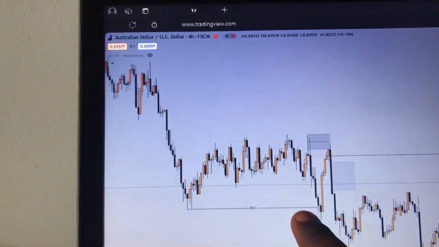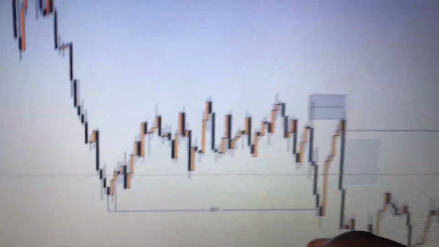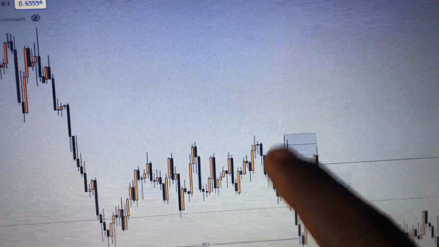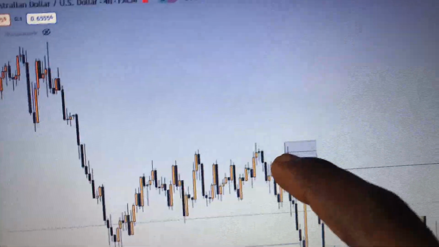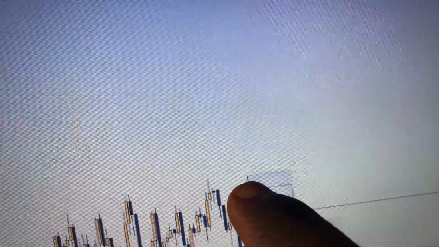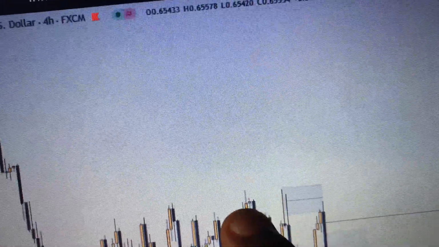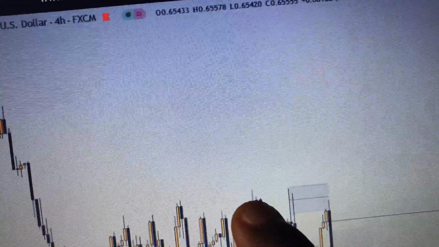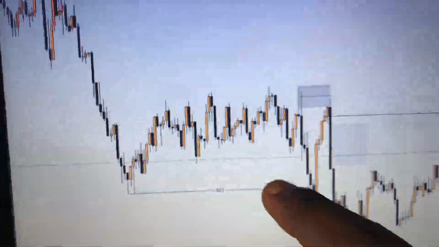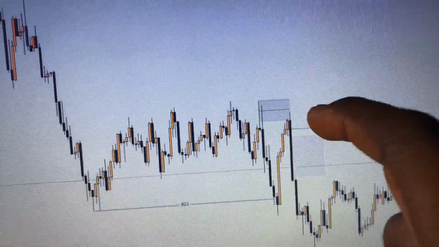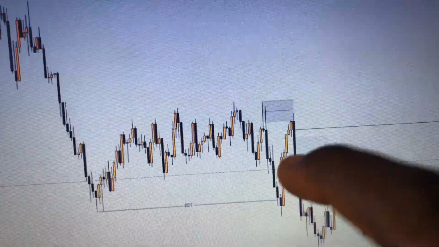Price finally broke a structure right here, broke a structure to the downside, came all the way to the upside again, and mitigated on the supply zone. You guys can see that this particular high wasn't above this particular high, so I consider this a mitigation from this zone. Price mitigated this zone, came all the way to the downside, breaking a structure, rallied all the way to the upside again, mitigated, came all the way to the downside, breaking a structure.